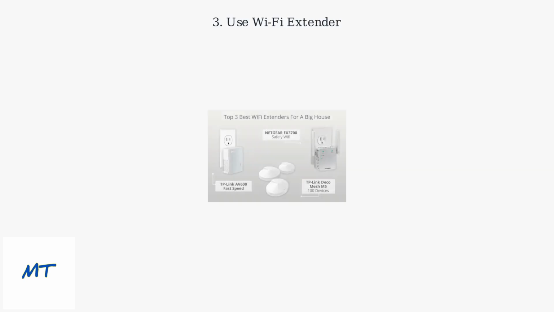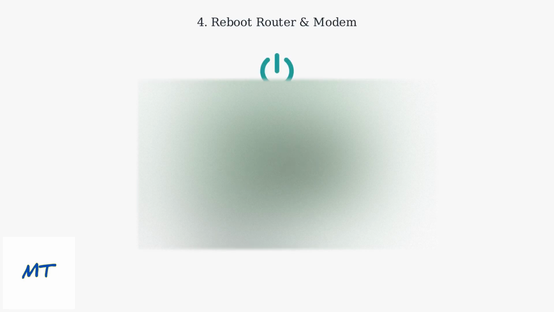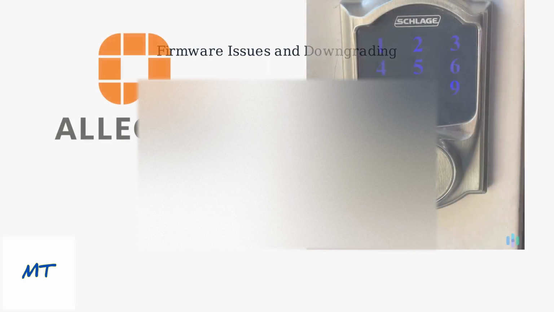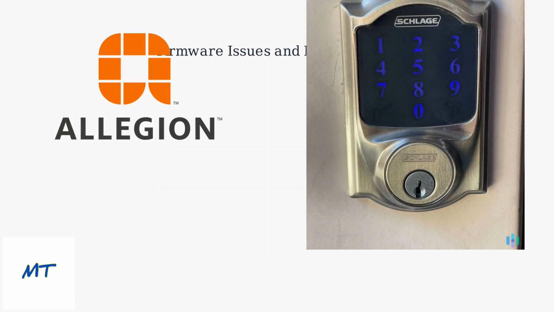Consider using a Wi-Fi extender to boost signal strength, especially in larger homes where the router signal may be weak at the lock's location. Finally, reboot your router and modem to clear temporary network issues that might be causing the disconnections.